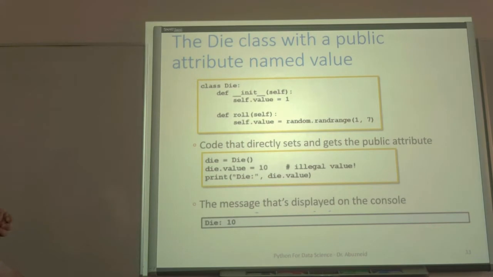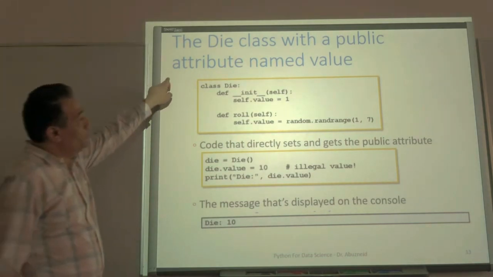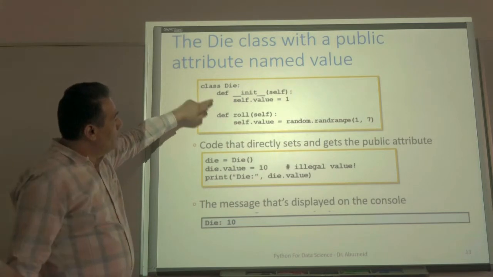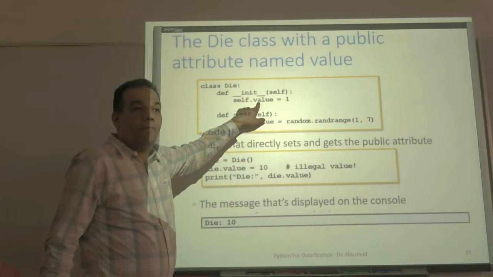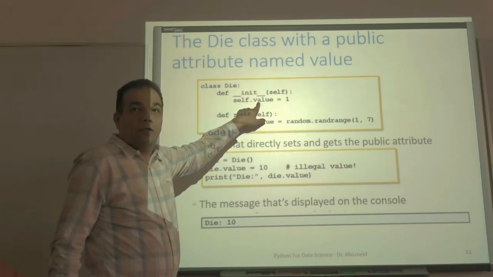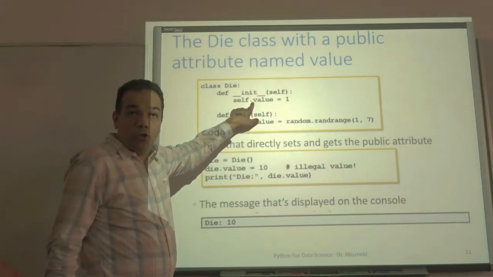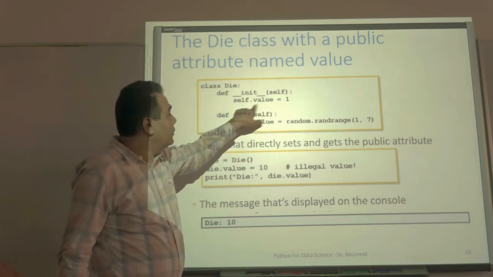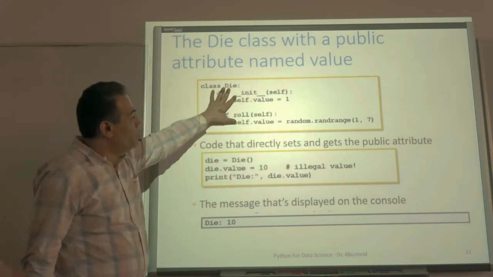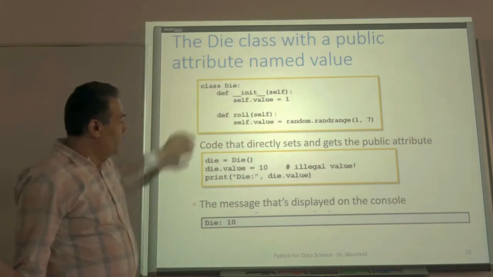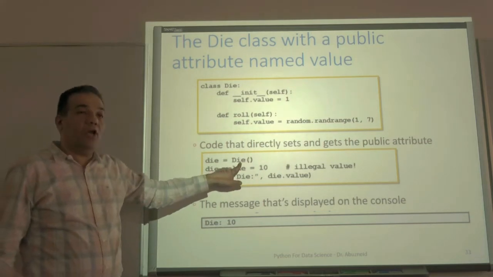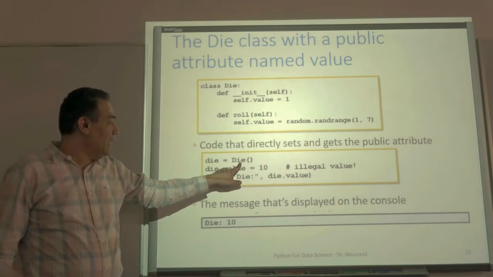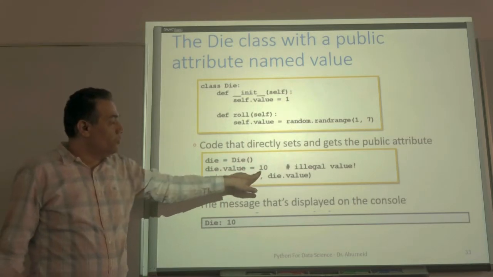So for example, in here, the die class with a public attribute named value. Is value public or private? Public. Why? Because it does not have two underscores before it. So it's a value and roll, which we have learned from before. In here, to access it, I create an object of die. die.value equals 10.